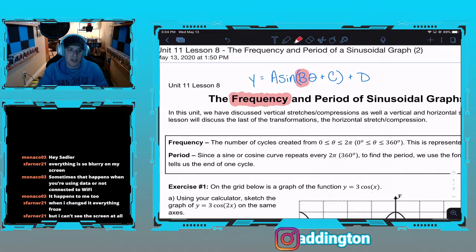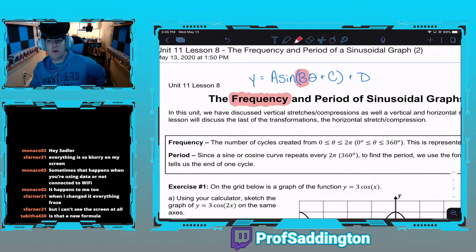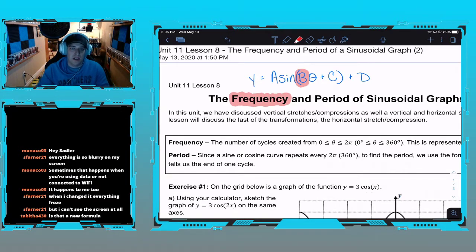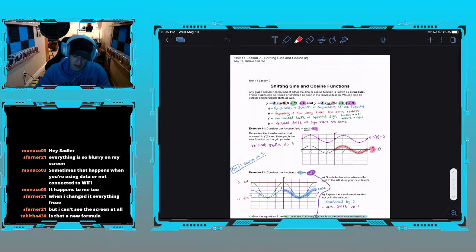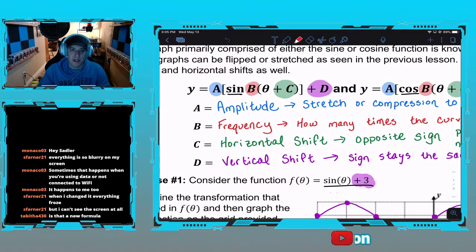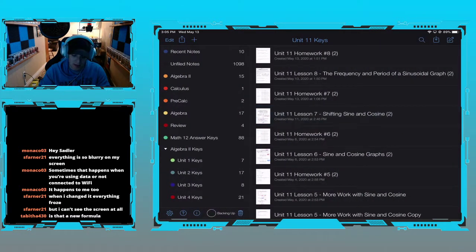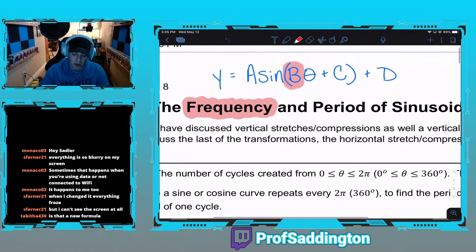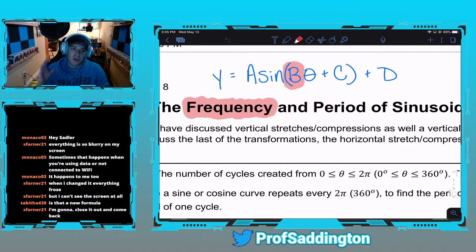But frequency is the B value. So that's the formula that we used yesterday. It's the same formula I took from lesson 7 on the front page right here. It's that same formula, A sine B theta plus C and so on. Same exact formula. I just rewrote it at the top because we're still using it. We're only focusing on that B value.